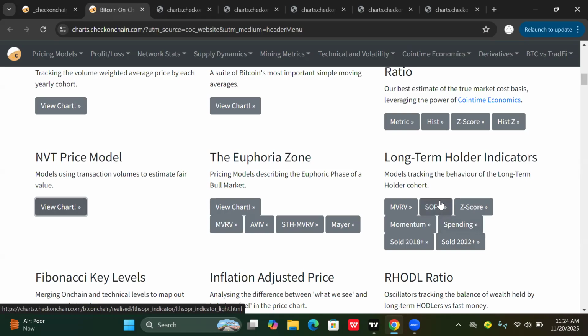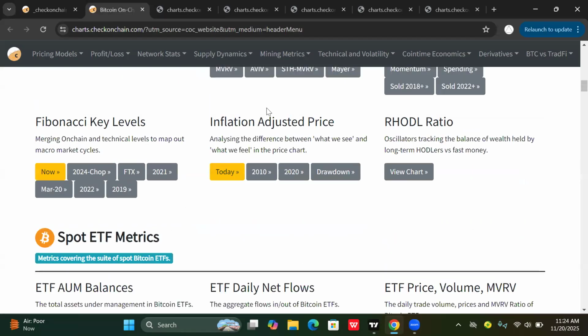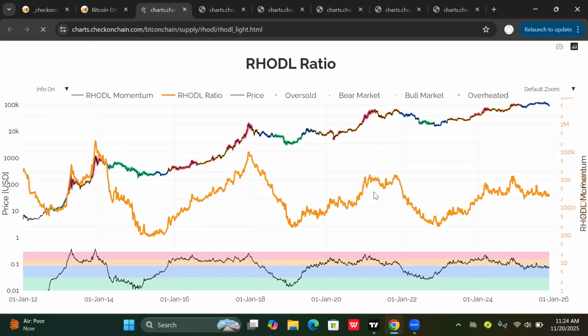Long time hodlers. Inflation adjusted price, tracking the balance of wealth held by long-term hodlers versus fast money. Yep. Let's look at the long-term hodlers versus fast money. So, with the current movement, what are the long-term hodlers doing? Are they selling or are they buying?